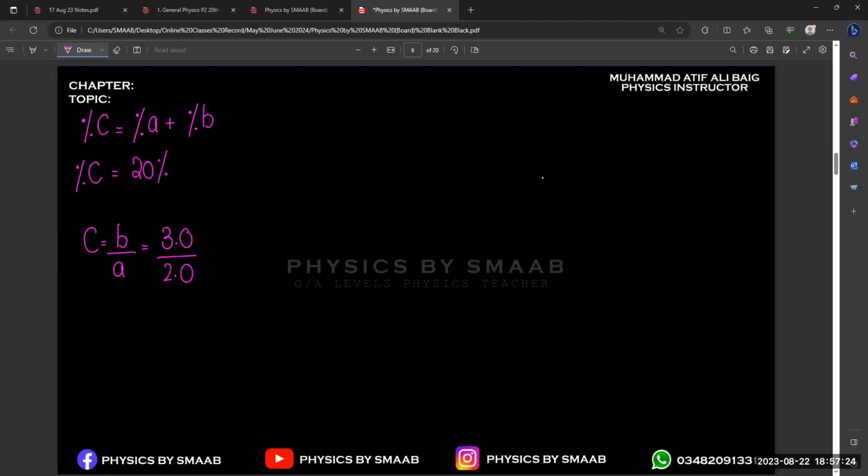So first we need to find this value, 1.5. Yes, and finally, we know that the error is 20%. So the total change is 0.3, and your final answer is, this is your final answer, right?